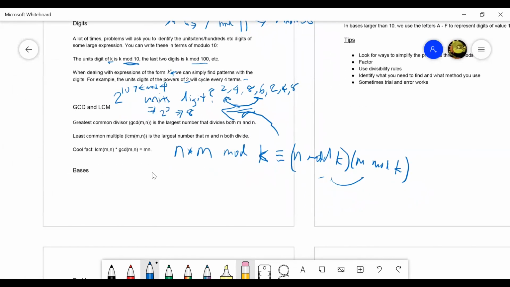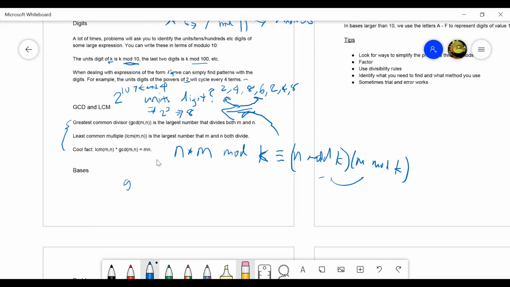Next is GCD and LCM. I feel like these three points are all you need to know about them: the GCD of two numbers is the largest number that divides both of them. The LCM of two numbers is the smallest number that they both divide. And the product of the LCM and GCD of two numbers is equal to the product of the two numbers. So it's all written down, and I can give you an example.